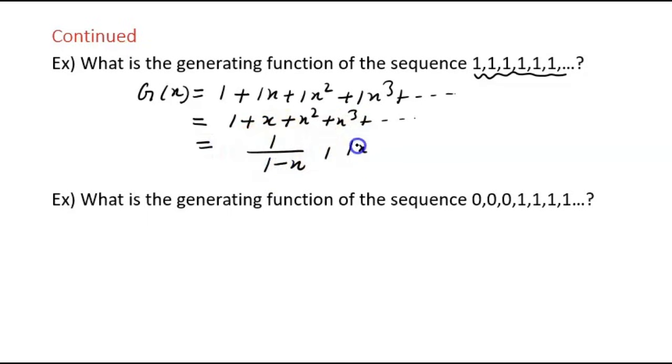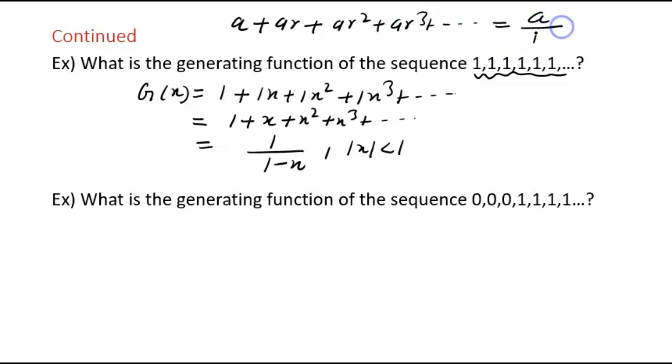I hope you know this result, that if we have an infinite series like a plus ar plus ar square plus ar cube and so on up to infinity, its sum is given by a by (1 minus r), where the mod of r should be less than 1. That is why I have taken the mod of x to be less than 1. So the generating function which generates this sequence is actually 1 by (1 minus x), and this is one important generating function, so you should remember this as well, right?